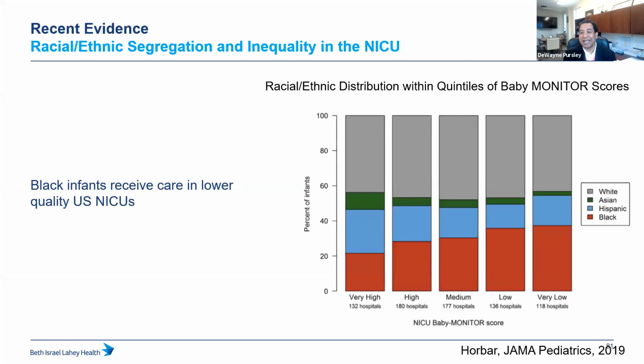These columns look at NICUs with 5 levels of Monitor scores, from those with the highest score on the left to those with the lowest scores on the right. The highest quality is on the left, the lowest quality on the right, and you can see here that Black infants are more prevalent in those lower quality NICUs. So segregation explains where infants receive care, but not why Black infants receive care at lower quality NICUs.